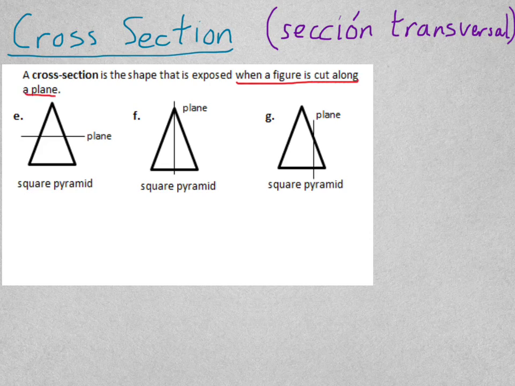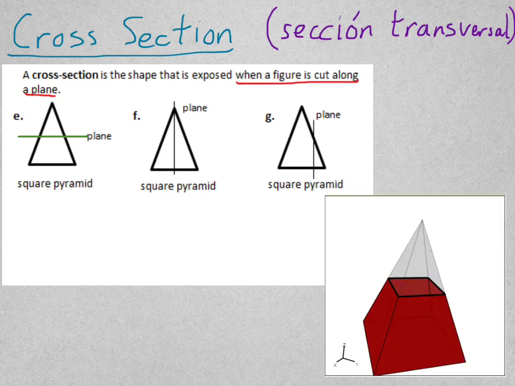Okay, so when we cut one of these figures along a plane, it's going to have a shape on top that it reveals. I'll help you visualize it. So let's say we're going to cut on E this square pyramid along that plane. We're cutting it horizontally. What shape would we see? Here's a picture. That top shape there would be a square because it's parallel to the base. So that cross section is a square.